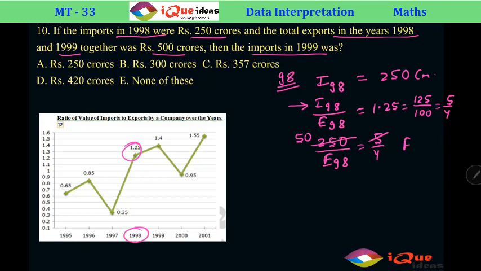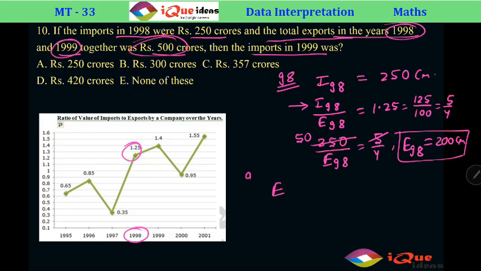So export of 98 is equal to 50 into 4, that is 200 crores. Right? So we have the export of 98. Also it is given that the total exports of 98 and 99 together is 500 crores. Okay. So now we talk about 99. Export of 99 will be equal to 500, which is the total sum of 98 and 99 exports, minus export of 98, that is 200. So this gives us 300 crores, right?